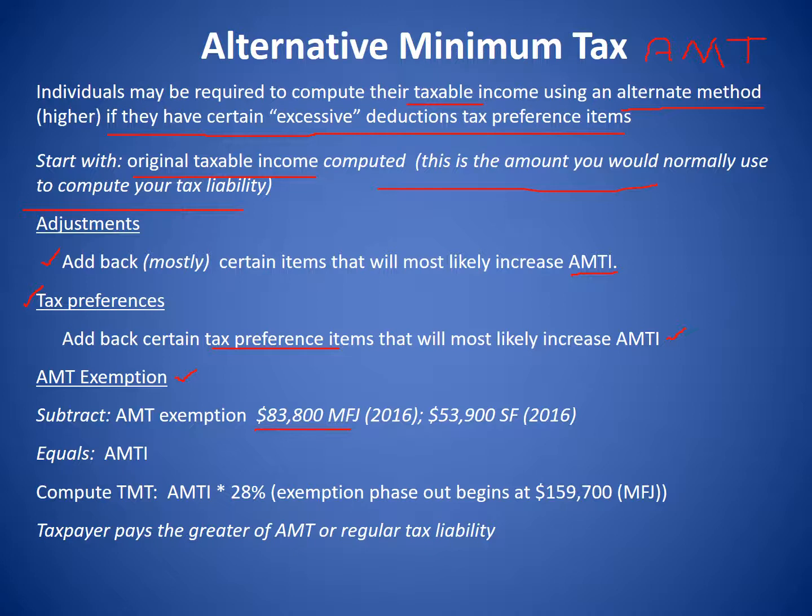If they do have any of these tax preference type of items. So if we take our alternative minimum tax, add back tax preference items, and then subtract out the tax exemption, we then get our AMTI, and then we end up saying the AMTI times 28% equals the taxable tax liability, and the taxpayer pays the greater of the AMT or the regular tax liability.